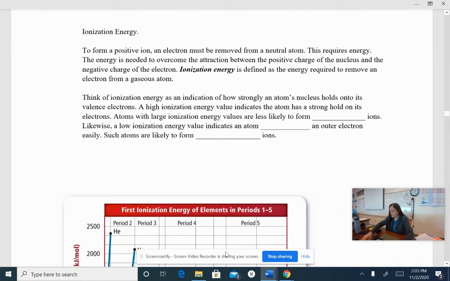All right, guys, welcome to Honors Chemistry. We are going to continue our foray into periodic trends. Today we're going to talk about ionization energy.